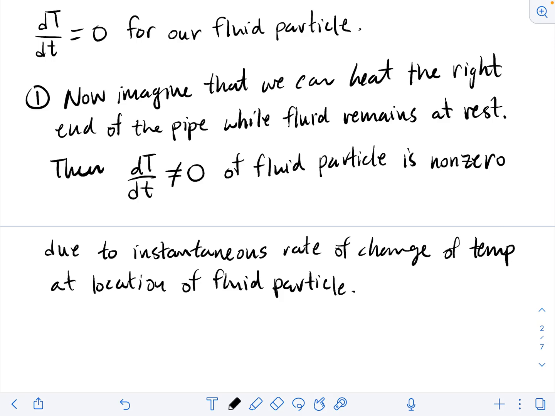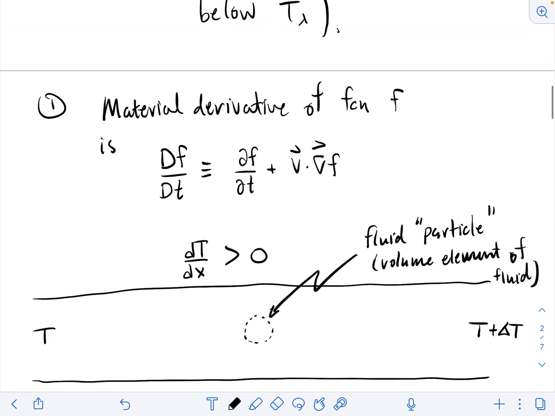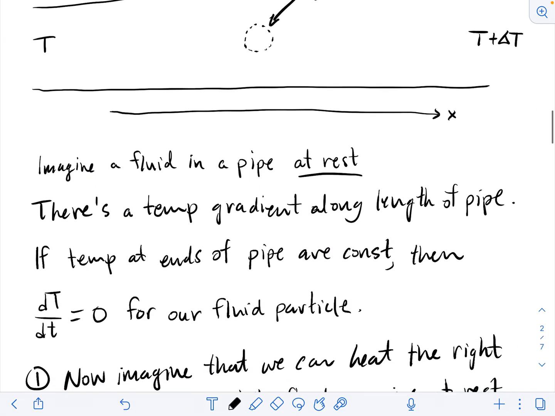Right, and so there's nothing surprising about that. If we have a stationary fluid and then we start changing the temperature at one of the ends of the pipe, then of course the temperature of the fluid particle is going to change. Going back to our material derivative, if F represents temperature, so if F was capital T, then scenario 1 that we've just described is really describing this term in the material derivative. The more interesting term, or the more unfamiliar one at least, is the second term, and so that's what we want to think about next.